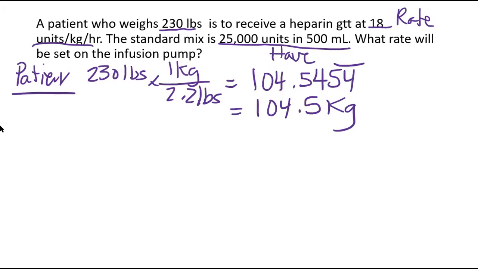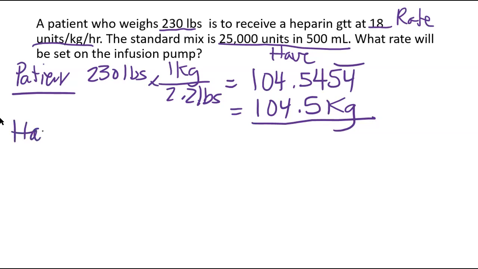Okay, and then in adults, you can do that, and in children, you should probably do two decimal places, especially small children. You would do, in 100s, 104.55 if it was a child. Okay, but since it is an adult, we're going to do 104.5. And so we know we have this 25,000 in 500.